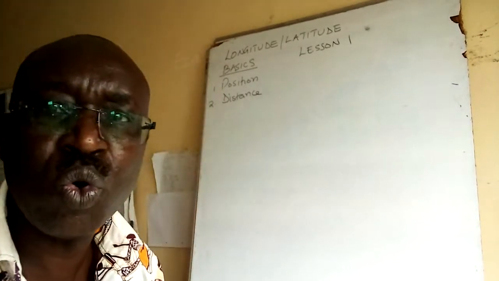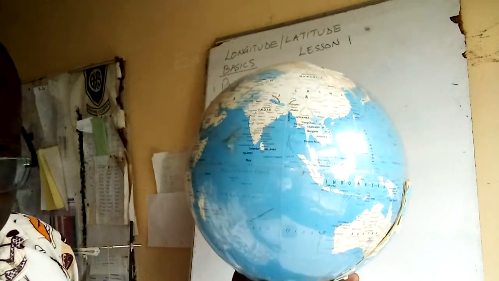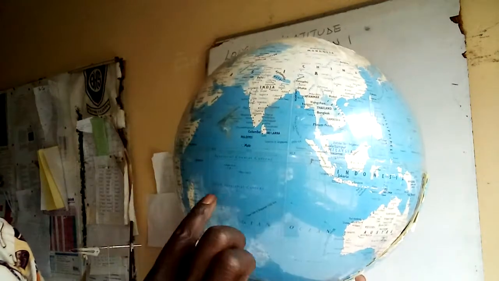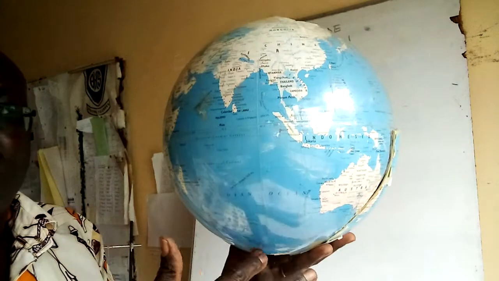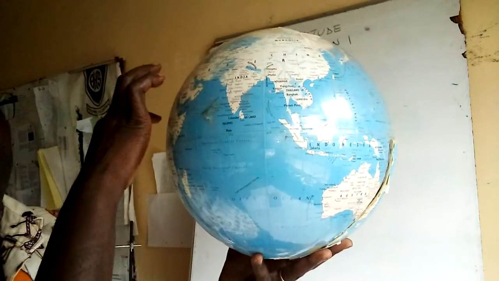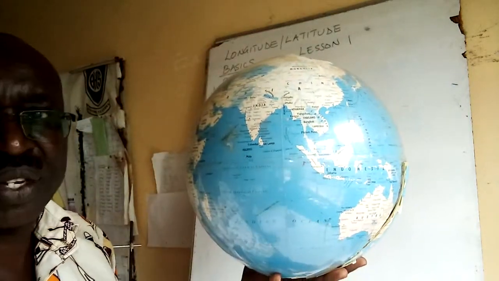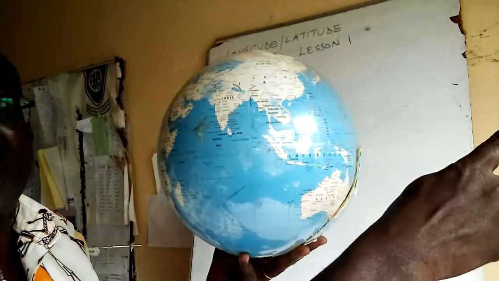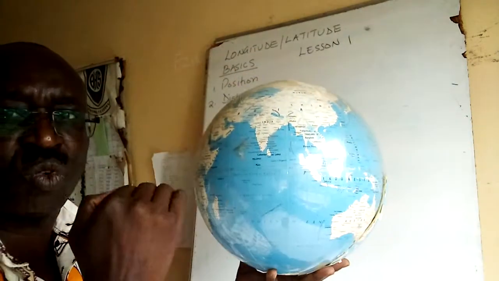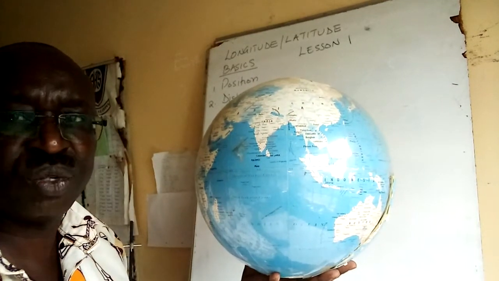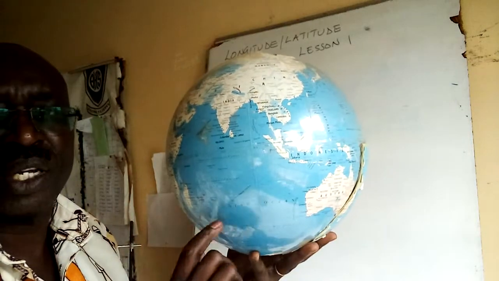So I have an old globe here. You can see there are lines running from the North Pole to the South Pole, and then there are others that run across from east to west. From east to west, right to left, those are latitudes, and there are very many. Even down here there are many.